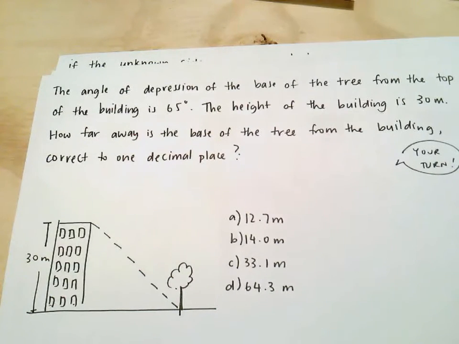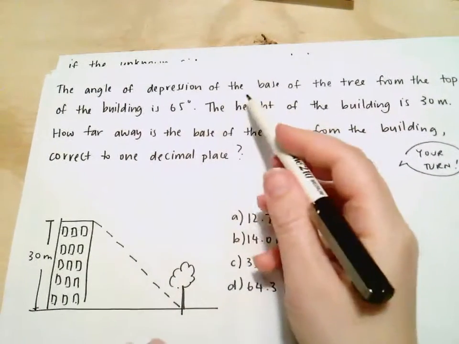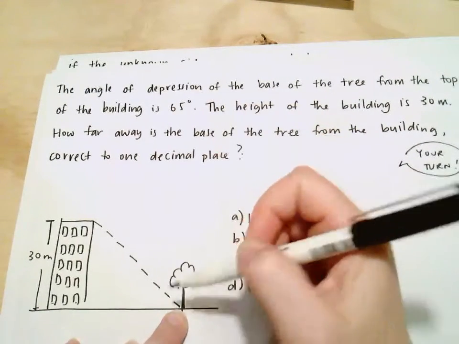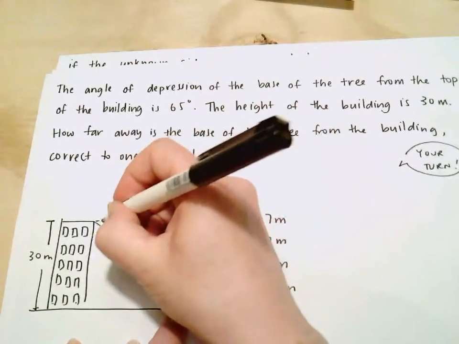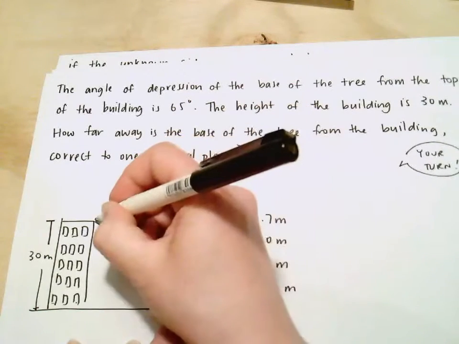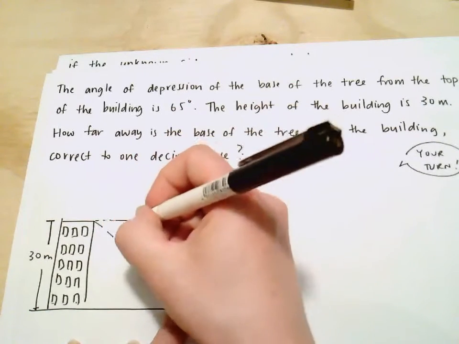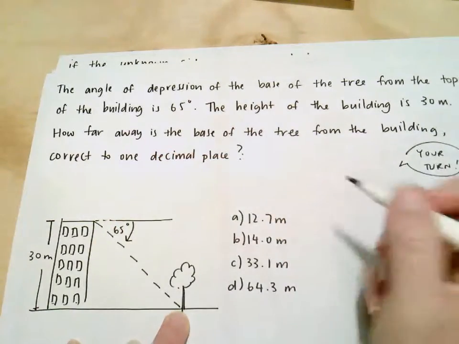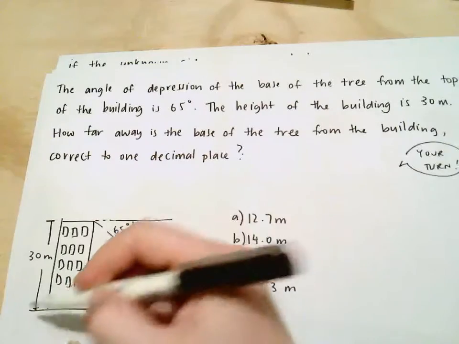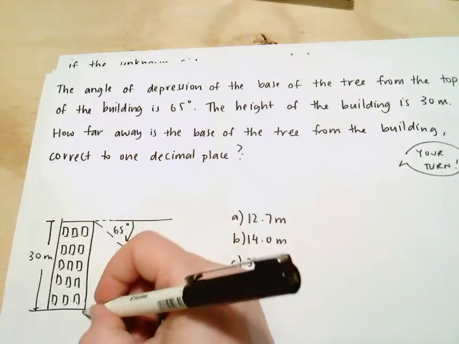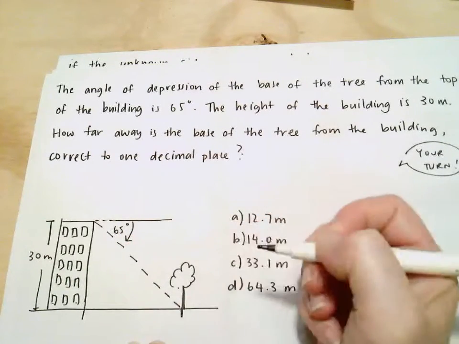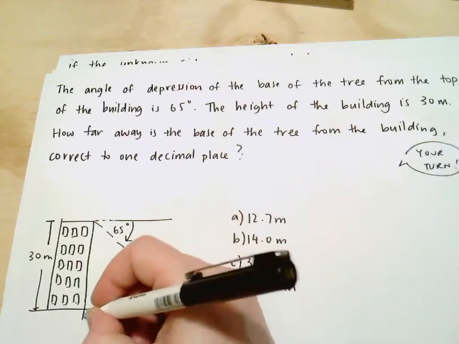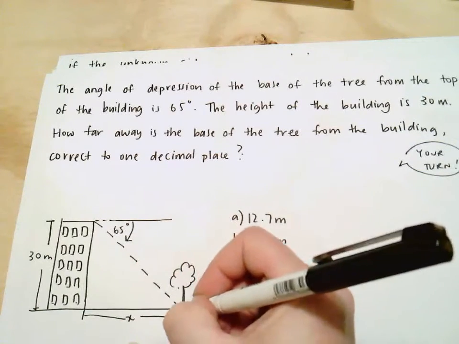Okay, I'll just quickly go through it and check that everyone's okay with it. This says the angle of depression of the base of the tree from the top of the building is 65 degrees. So it's saying that from this point here, the angle down is 65 degrees. It says the height of the building is 30 metres, and it asks you to work out how far away the base of the tree is from the building. So it's asking you for that distance there.